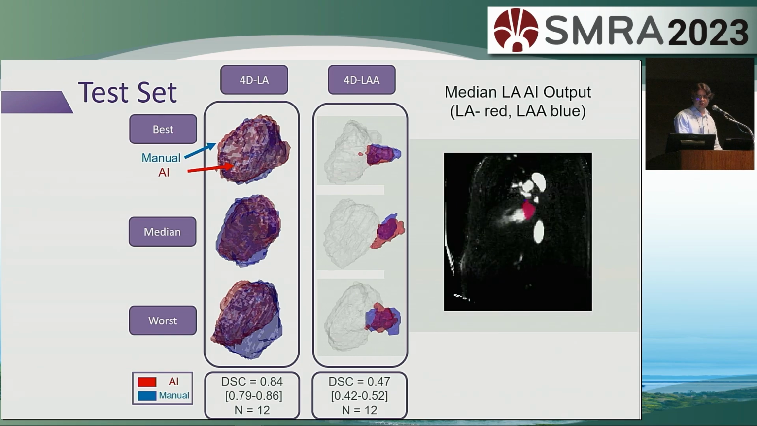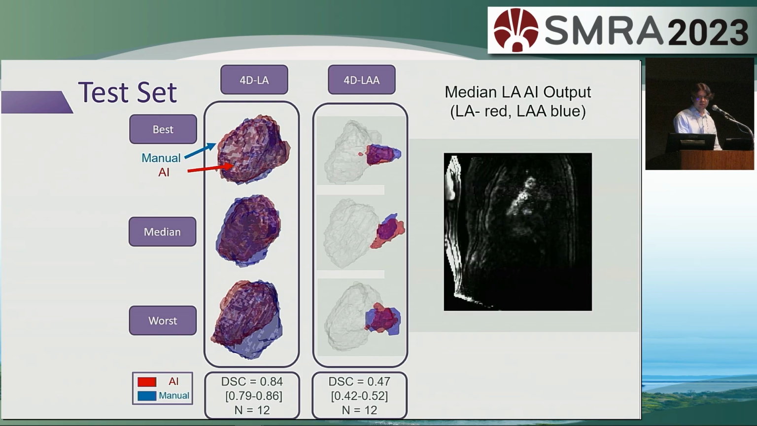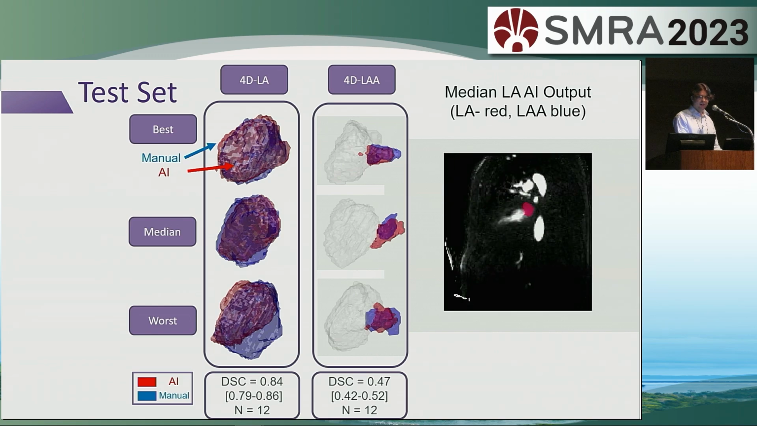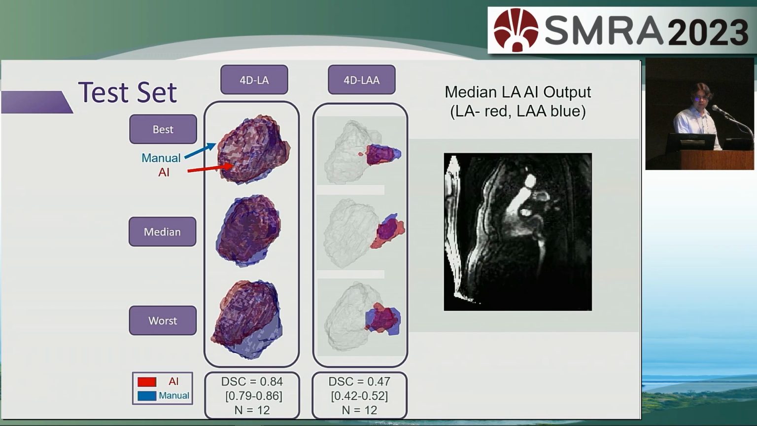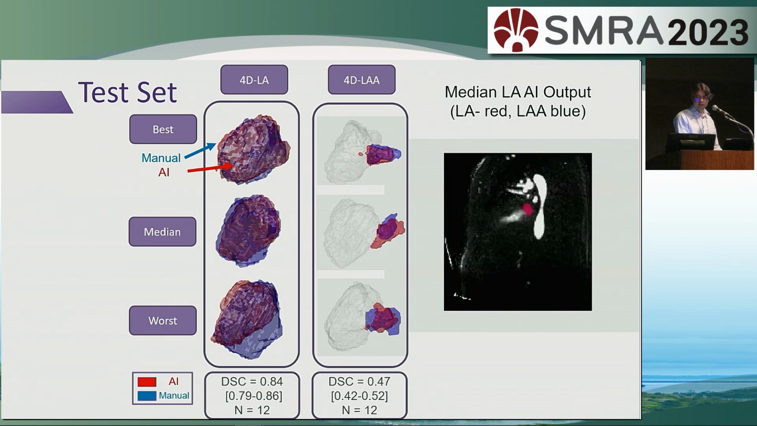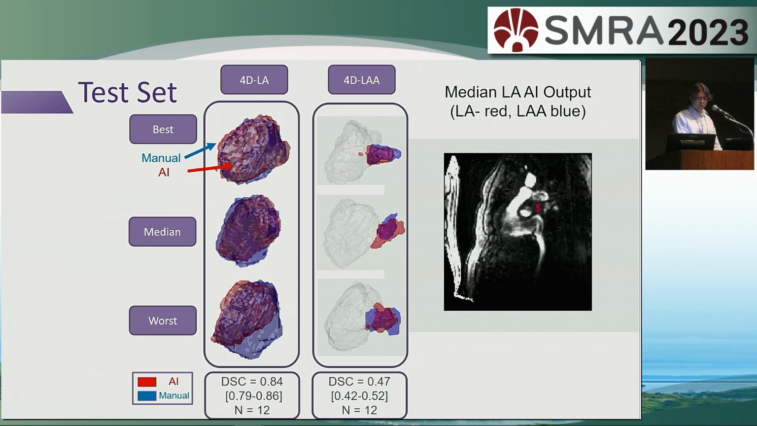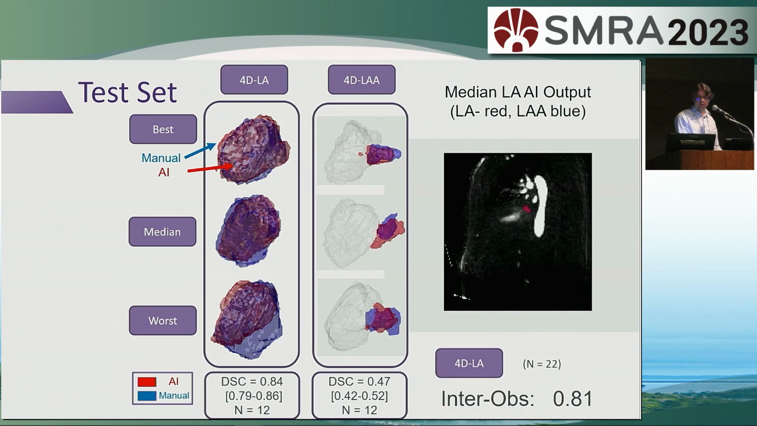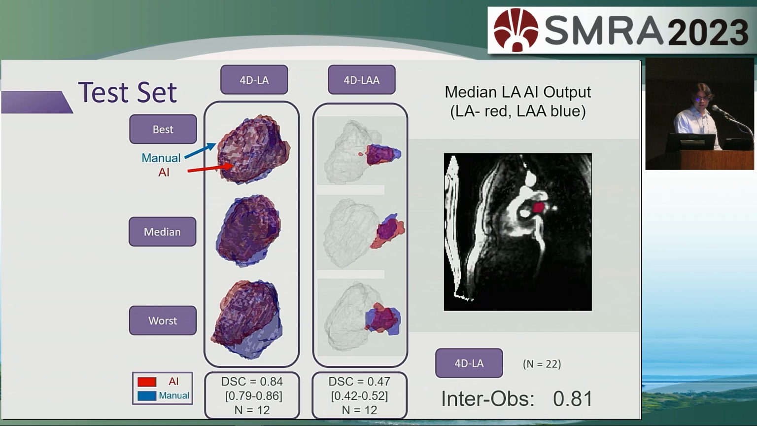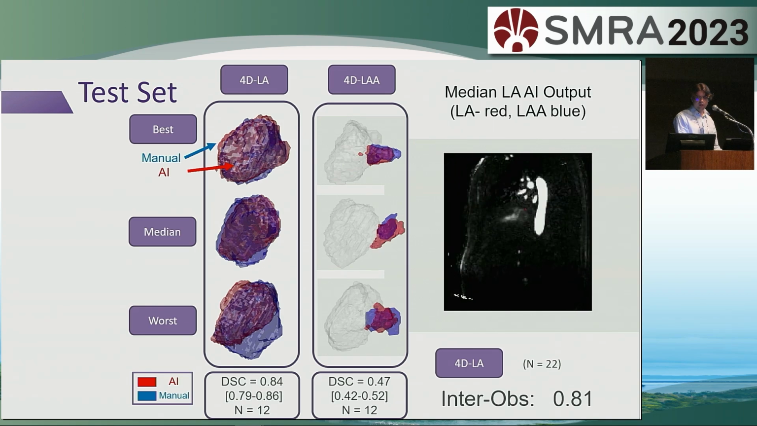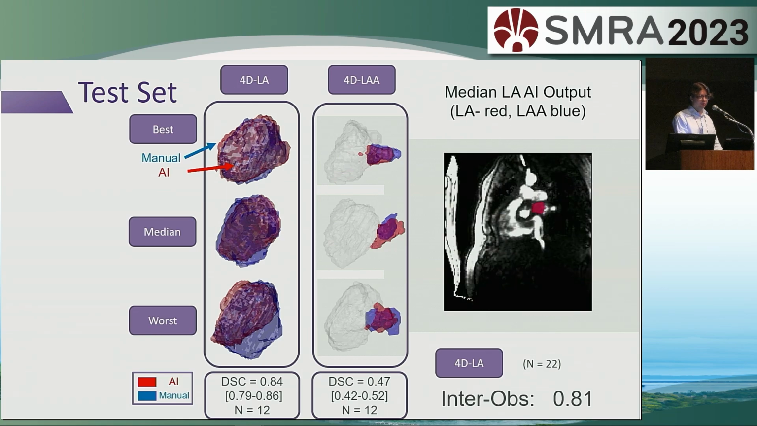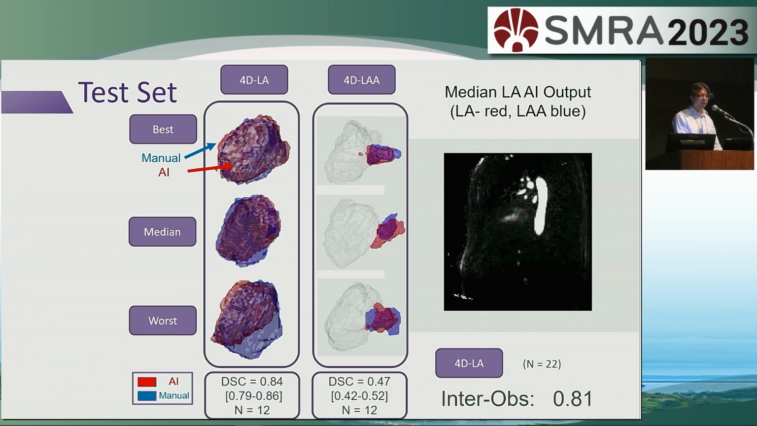So just to show you kind of what this also looks like, here's what the median LA output is from the AI, where the atrium is in red and the appendage is in blue for the median case, which has pretty good performance. And then finally, we had an inter-observer study from a previous study where the 4D-LA had a 0.81 dice score, so we're pretty much at inter-observer, where the main differences really are at the pulmonary vein ostium and the valve.